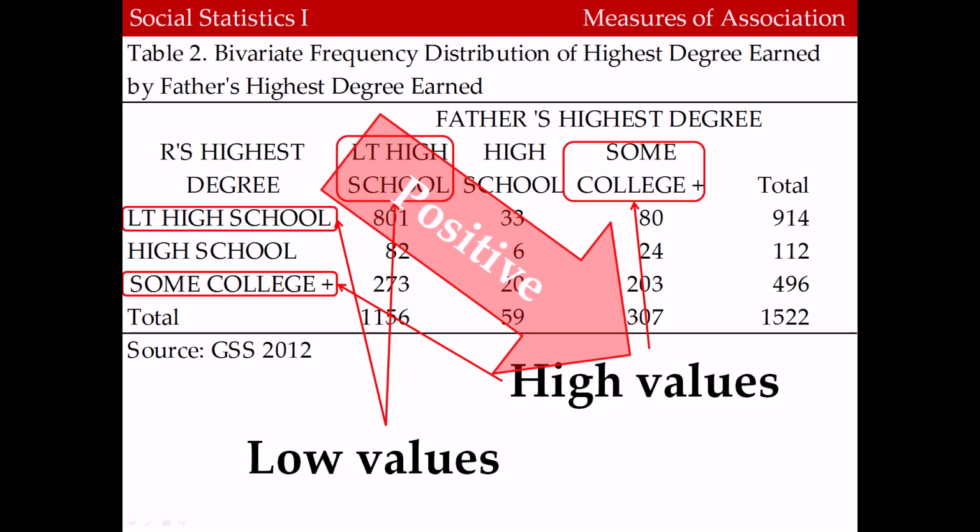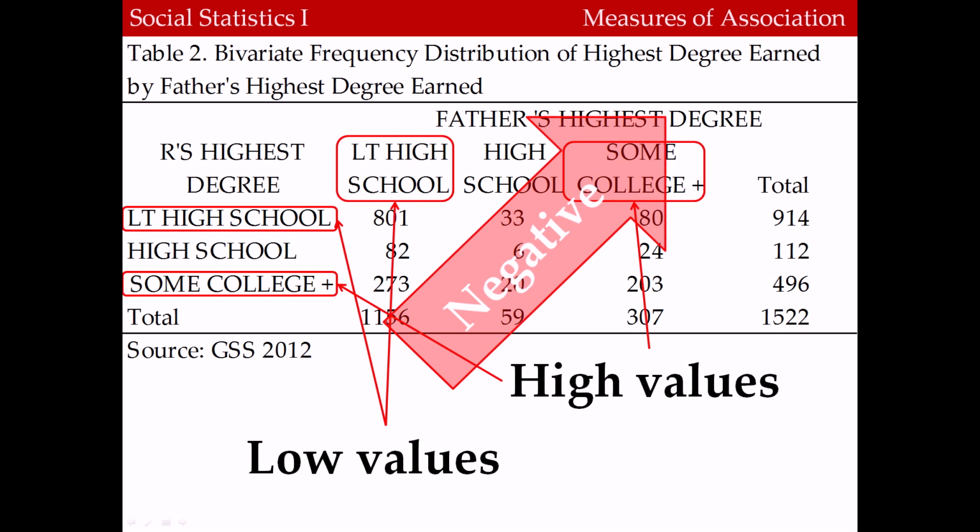In other words, when we go from low education to high education for fathers, we're also going from low education to high education for respondents, and that's a positive association. Now, where would we find a negative association? Well, it would just be the opposite, from the bottom left to the top right. And that's where we find low values of father's education going with high values of respondent's education, and vice versa, and that's a negative relationship.